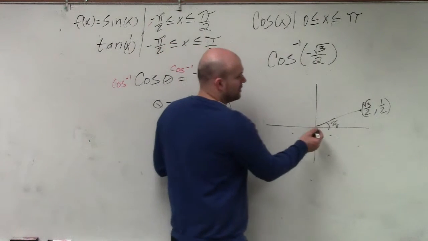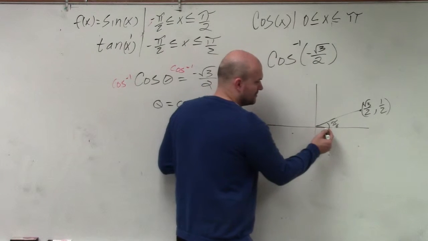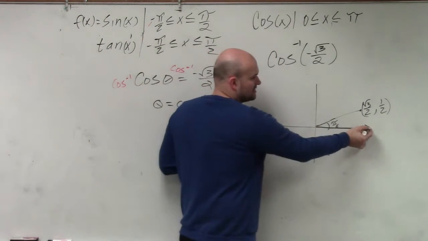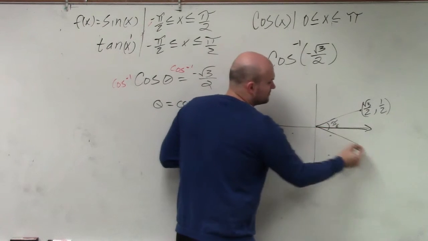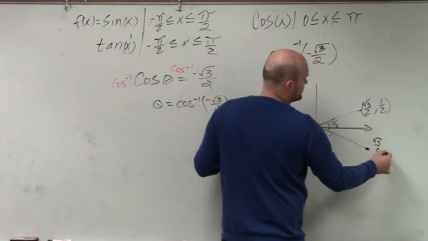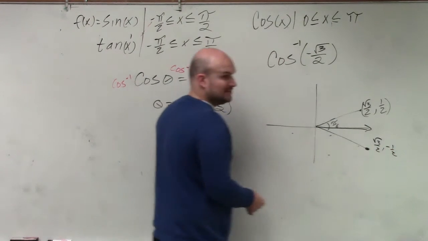OK. Now remember, it's always a rotation from here. Yes, the distance between those two would be 60, but that's not what we're looking for. We're always rotating from here. So if you flip it to down here, that's going to be square root of 3 over 2, comma, negative 1/2. Would everybody agree with me?